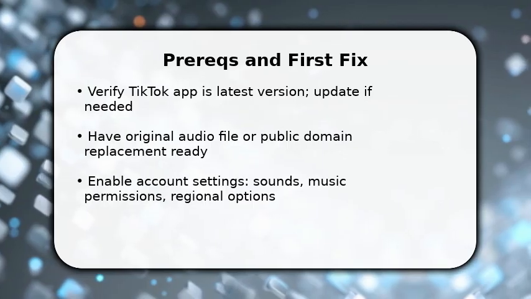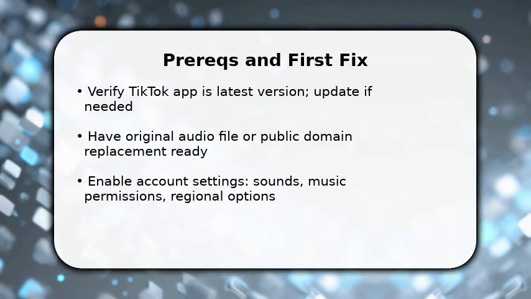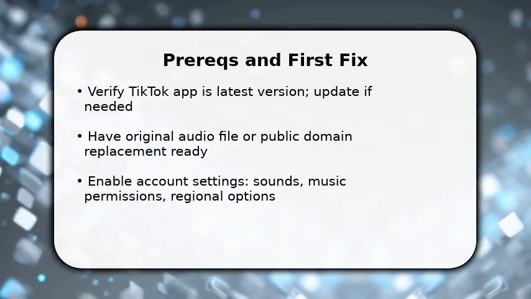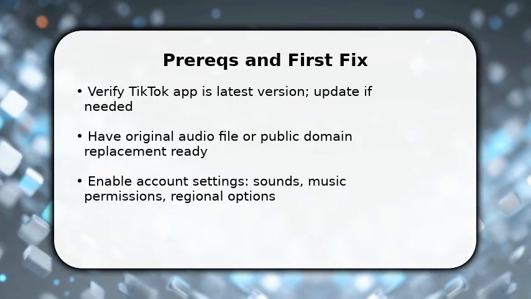Then, prepare to re-upload a compliant version. Trim the clip, remove commercial identifiers, and save it as MP3 or AAC. This first pass reduces the chance of immediate copyright blocks.